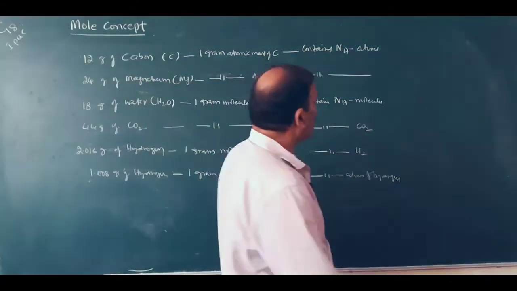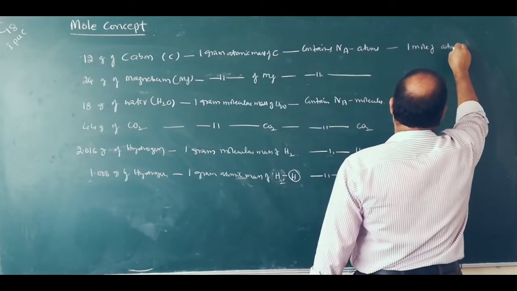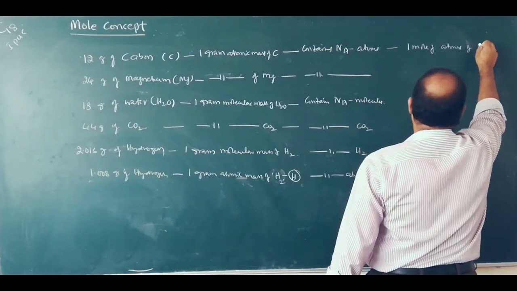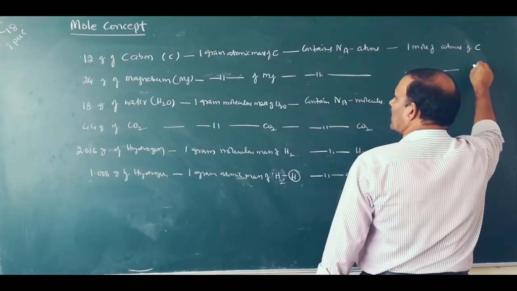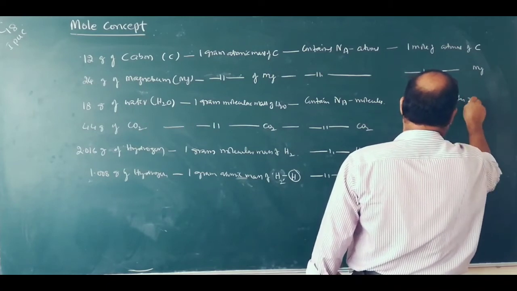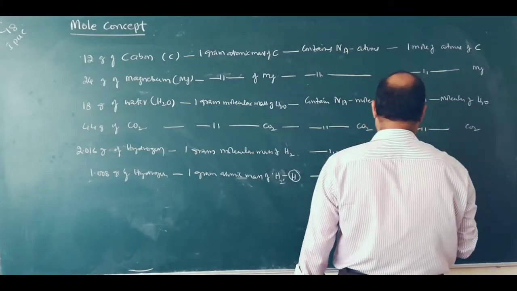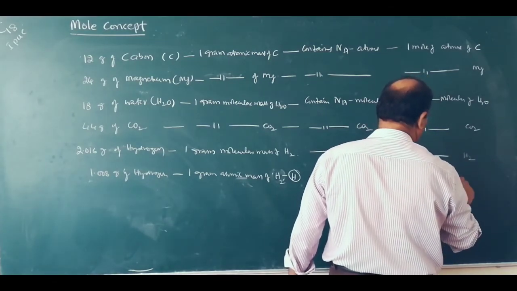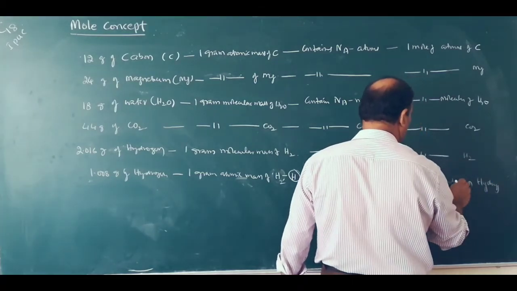So all these are called 1 mole. 1 mole of atoms of carbon, 1 mole of atoms of magnesium, 1 mole of molecules of water, 1 mole of molecules of carbon dioxide, 1 mole of molecules of hydrogen, 1 mole of atoms of hydrogen.